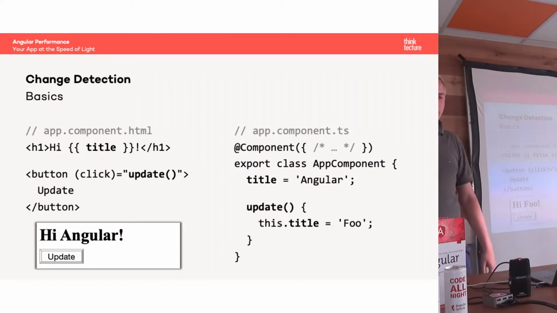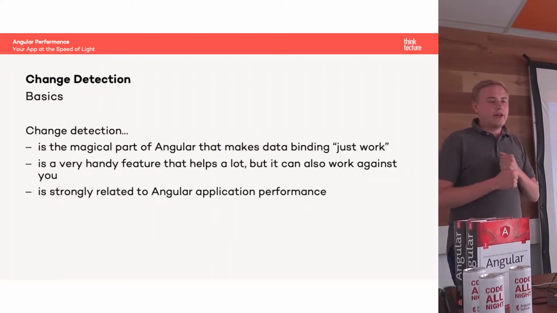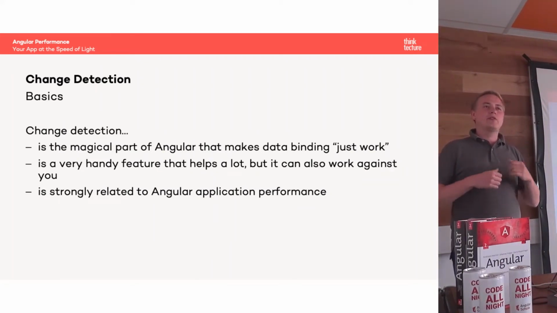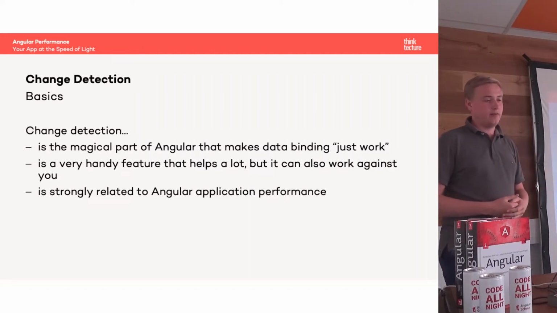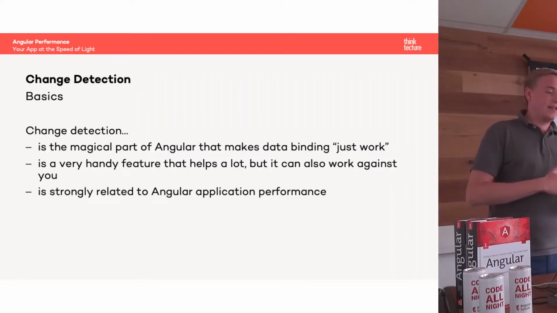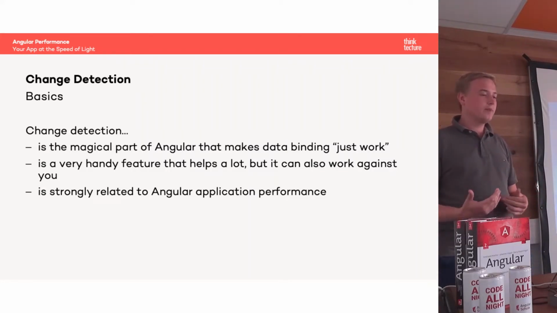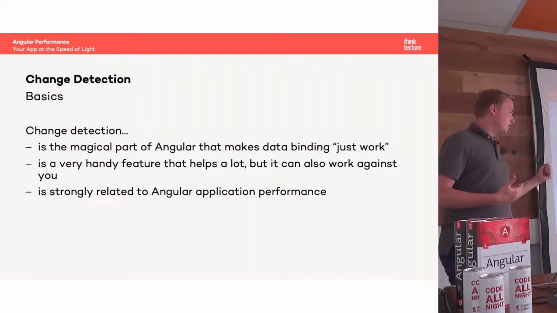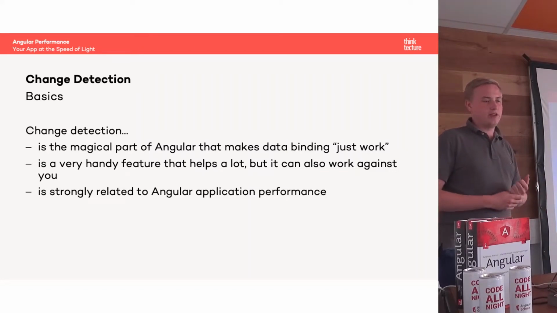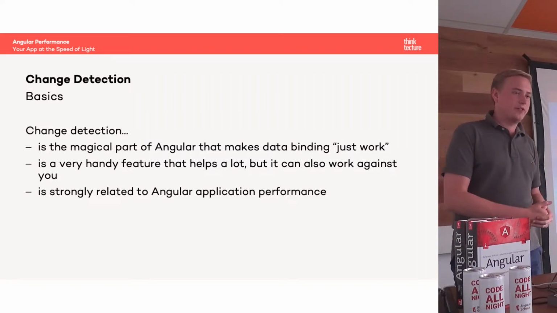That's the question. So change detection is that magical part of Angular that makes your data binding just work, right? So for example, clicking update and seeing hi foo as the title. And of course, it's a very handy feature, but as I already said, it can also work against you when you're dealing with it the wrong way. And it's strongly tied to your Angular application runtime performance. Now the question is why.